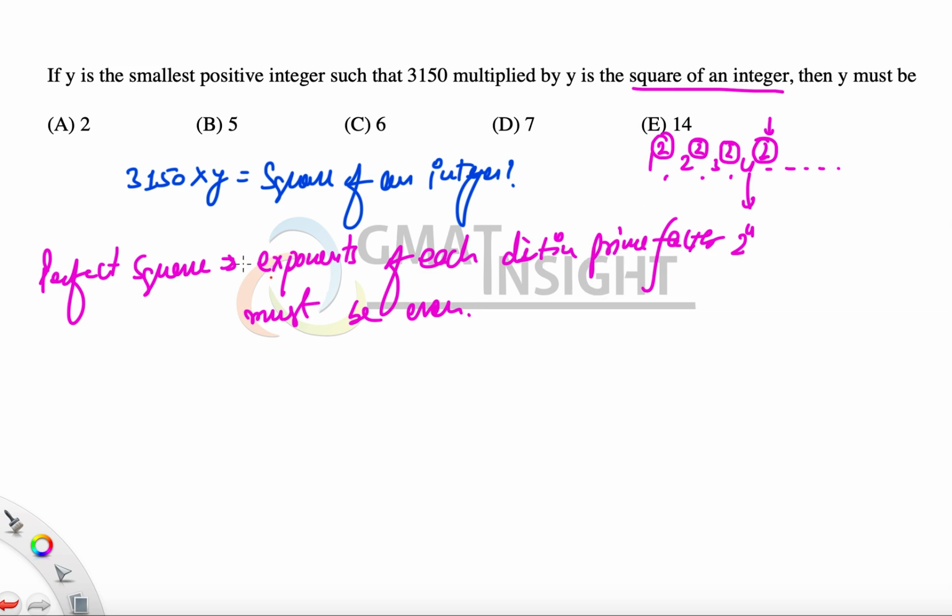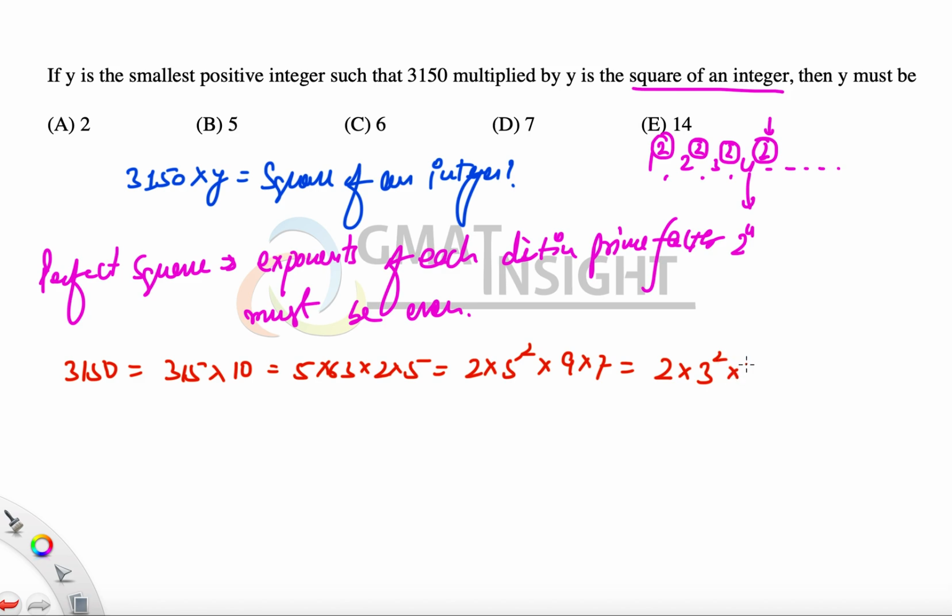Now, let's look at this question, 3150. The first thing that we have to do is prime factorize 3150, which can further be written as 315 multiplied by 10. 315 can further be written as 5 times 63, 10 can be written as 2 times 5. We are further factorizing it, so we have 2 times 5 squared, 63 can be written as 9 into 7. So the final step of prime factorization is 2 multiplied by 3 squared multiplied by 5 squared multiplied by 7.